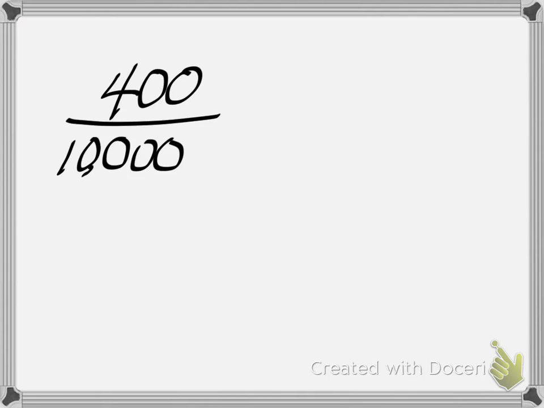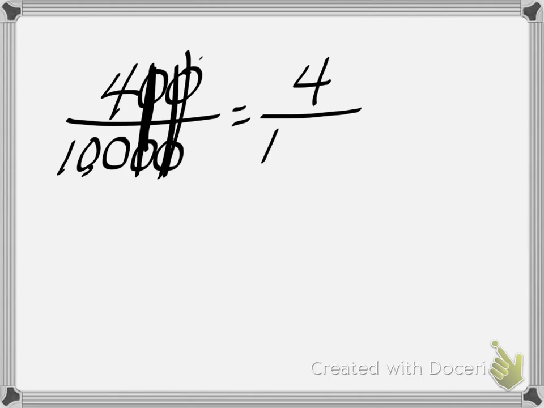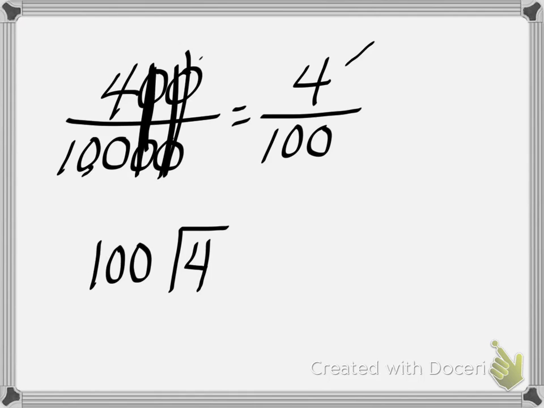A couple things we can do. First of all, we can immediately cancel out a couple of these zeros. So we get 4 over 100. So a fraction is a division problem, an important concept. So therefore we can do either 4 divided by 100. So once again, 4 is first, so it's 4 divided by 100.